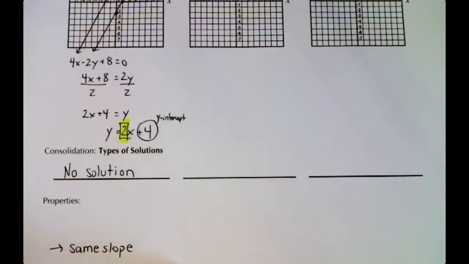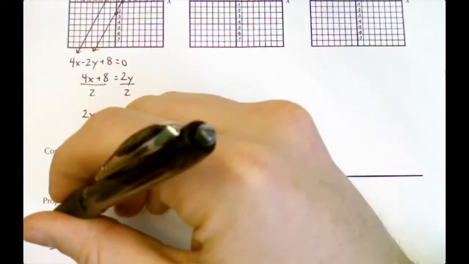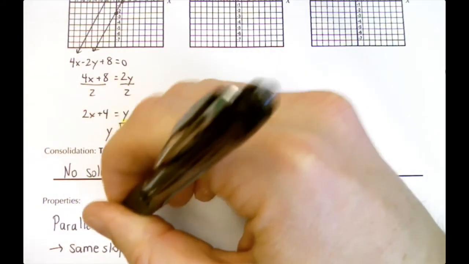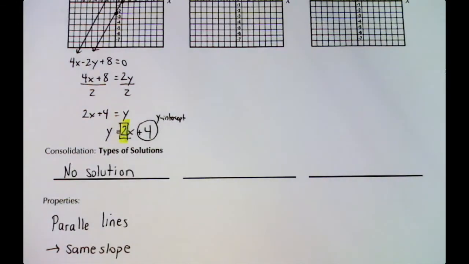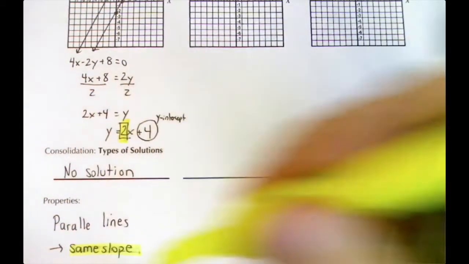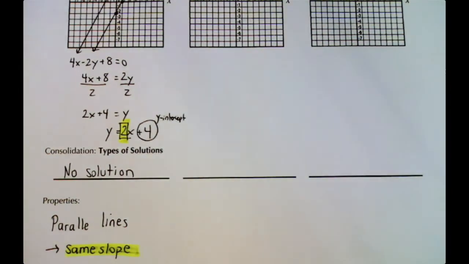Now, two lines with the same slope have a special name: parallel. If you have parallel lines, that is, if you have lines with the same slope, you won't get a solution to that linear system because they'll never cross.